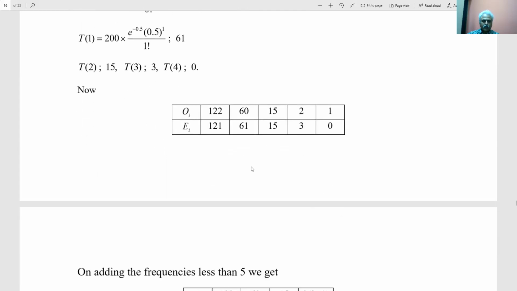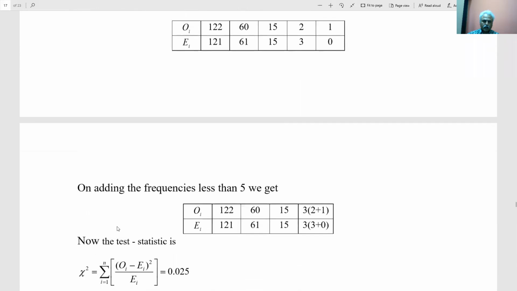Now, the chi-square test statistic is computed after adding the frequencies less than 5. What we do here is, if there is a very small frequency, like 2 and 1, we try to make it a little bigger. So 2 plus 1 is 3, and 3 plus 0 is 3. By that, we shrink the number of values, 1, 2, 3, 4, 5, instead it becomes 4 values. 122, 60, 15 not touched. The last 2 blocks are merged for OIs and EIs both: 2 plus 1 equals 3 and 3 plus 0 equals 3. So we neglect the previous table and start using this.